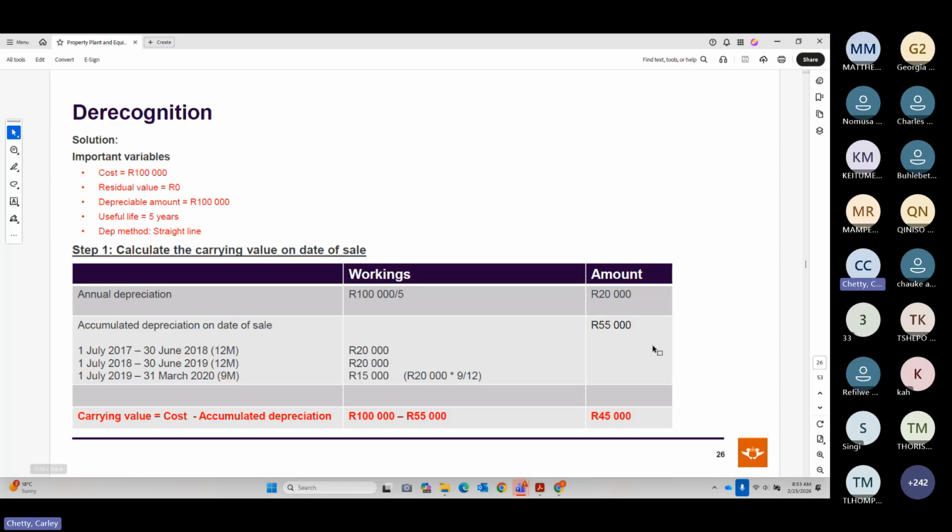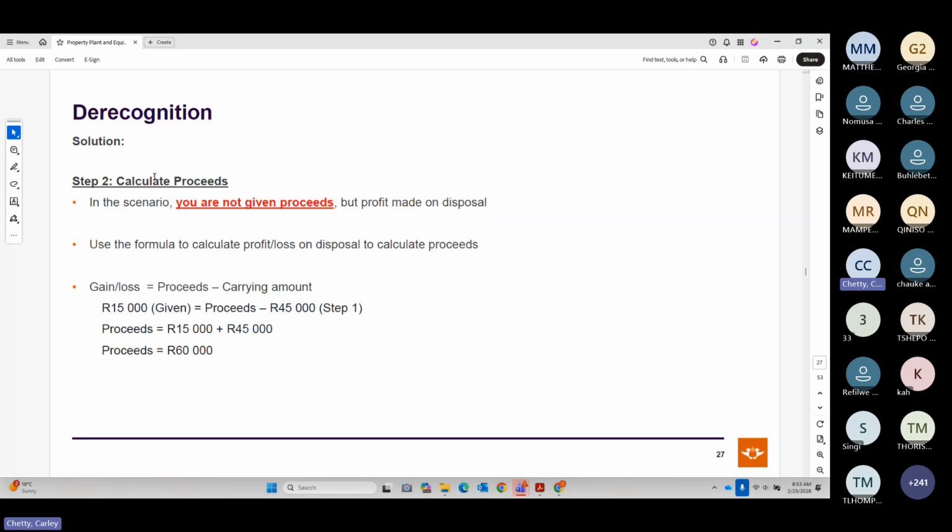So can we work out the carrying value? We were told the cost, and now we have the accumulated depreciation. So we can work out the carrying value by taking the cost of 100,000 minus the accumulated depreciation of 55,000, and that is going to give us a carrying amount of 45,000 Rand. So we've worked out what the carrying amount is.